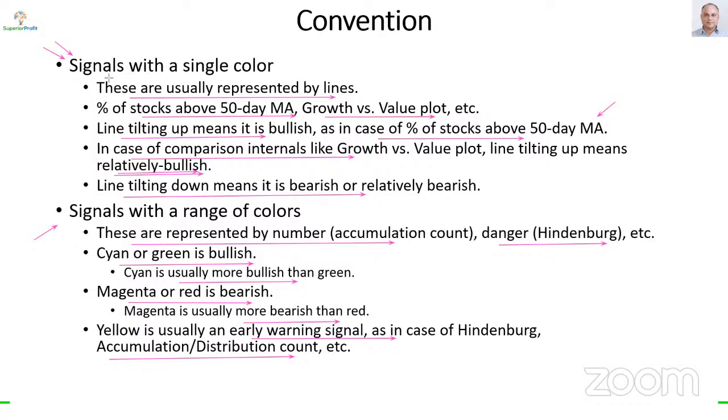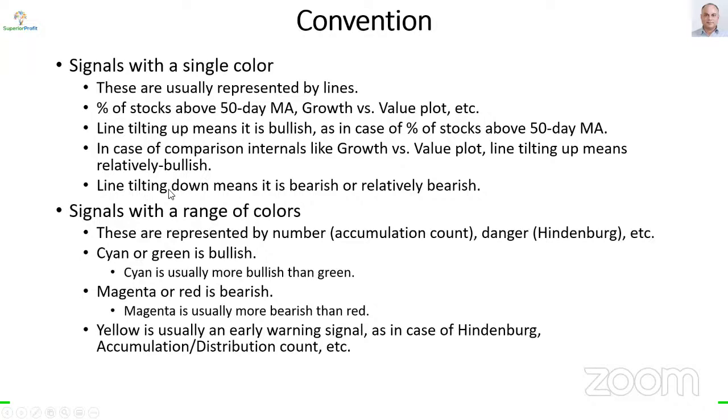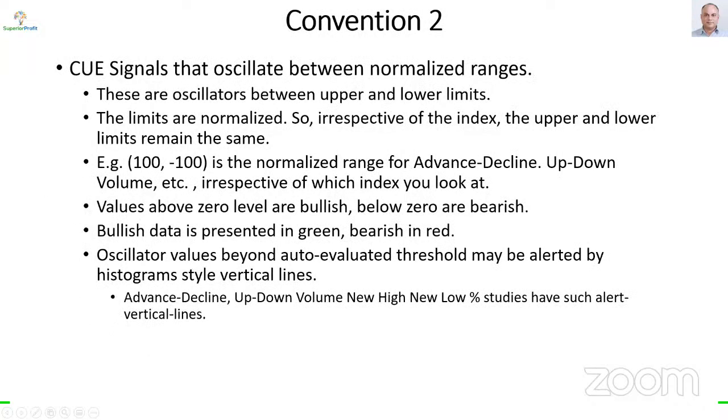So we have two conventions, one for signals with a single color, one for signals with a range of colors. Do we have more conventions? Let's see. Yes. There are certain Q signals that oscillate between normalized ranges. So the ranges will look the same across all indices or dimensions, that is, the aggregation levels. They oscillate between upper and lower limits. The limits are normalized, so irrespective of the index, the limits remain the same.